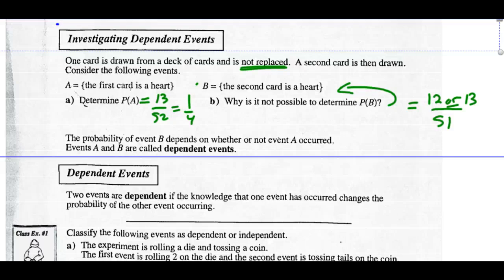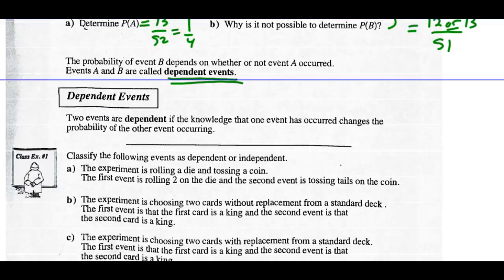So these are said to be called dependent events. The probability of event B depends on whether or not event A occurs. So two events are dependent if the knowledge that one event has occurred changes the probability of the other event occurring.